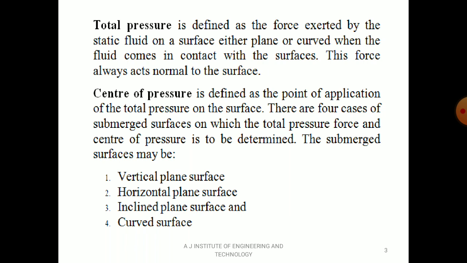There are four cases of submerged surfaces on which total pressure force and center of pressure are to be determined. The submerged surfaces may be, first, a vertical plane surface, second, a horizontal plane surface, third, an inclined plane surface, and fourth, a curved surface. As I already discussed, total pressure is the force exerted by static fluid on a surface, either plane or curved. So here we have to derive expressions for four cases: first vertical surface, second horizontal surface, third a surface that is inclined at some inclination, and fourth a curved surface.